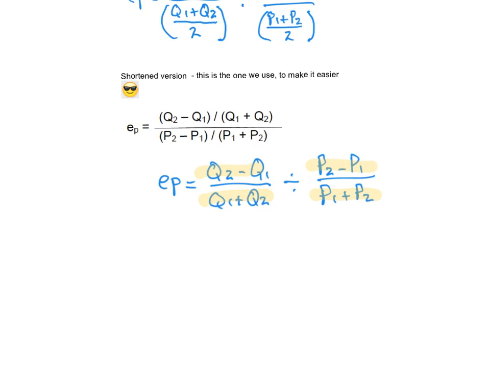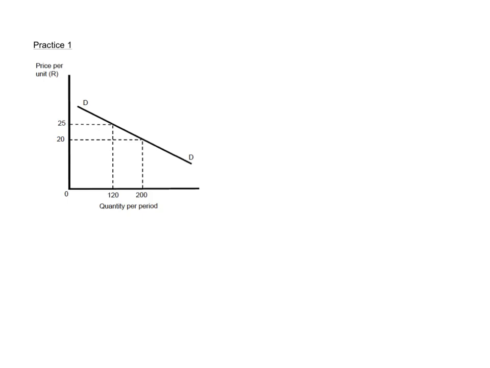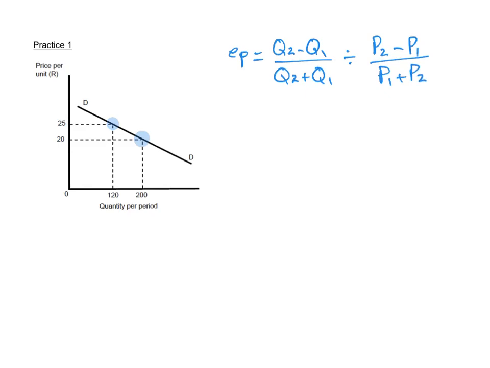Let's take a look at practice question 1. Using the arc formula, we're going to calculate the price elasticity of demand between the price of 20 Rand and 25 Rand. So we've got 2 points on the demand curve. So let's write down the formula first. So the difference between the two quantities is 80. So we get that from taking 200 minus 120. So that's the difference between the two quantities.